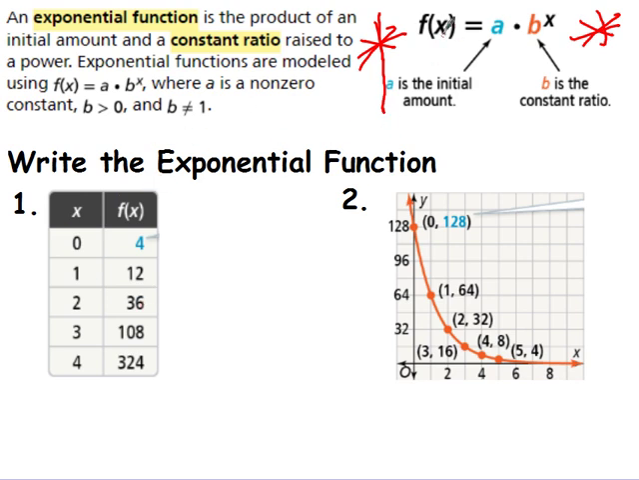Looking at this, a couple things I want to point out here. So this first number right here is what we're multiplying by, and that's also the initial value. It's basically the y-intercept. Okay, so you can put y-intercept right here.